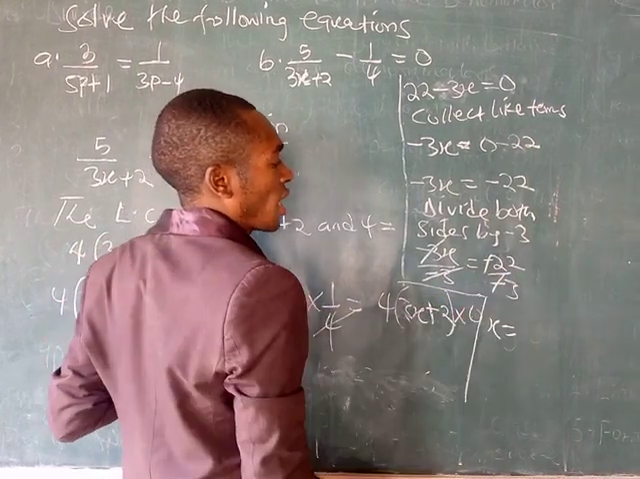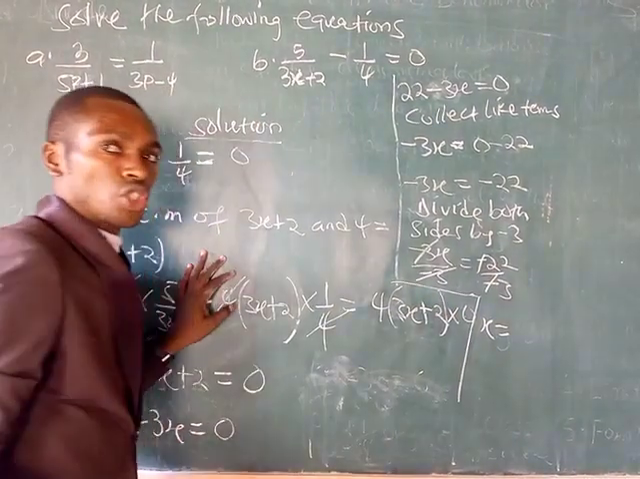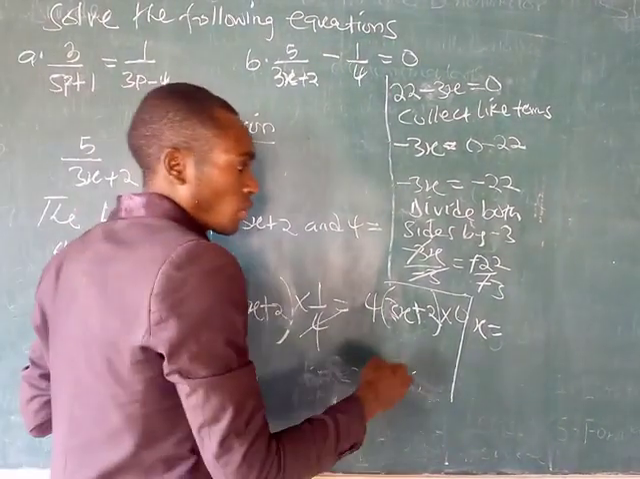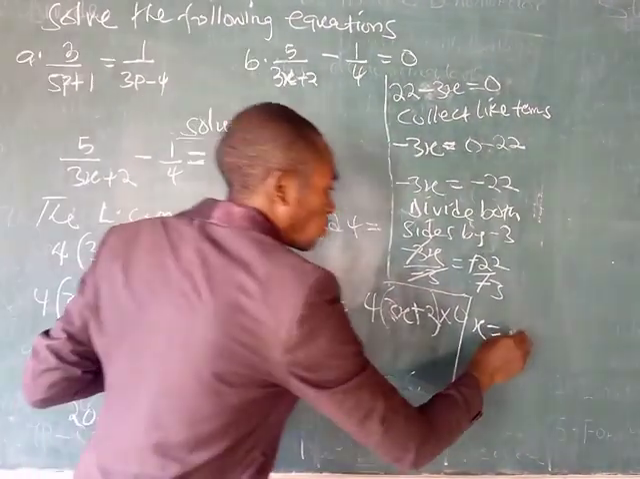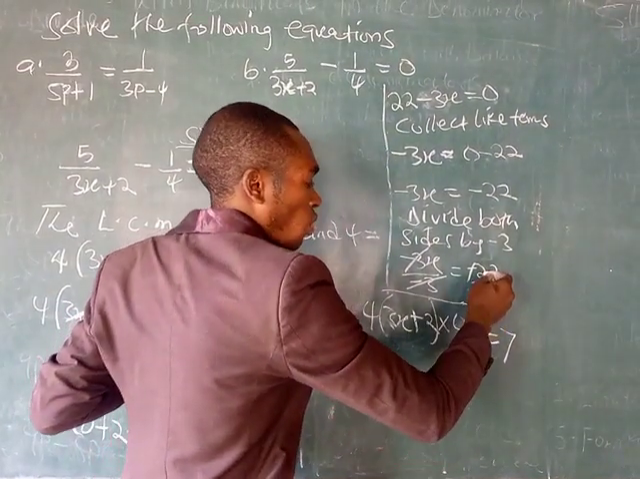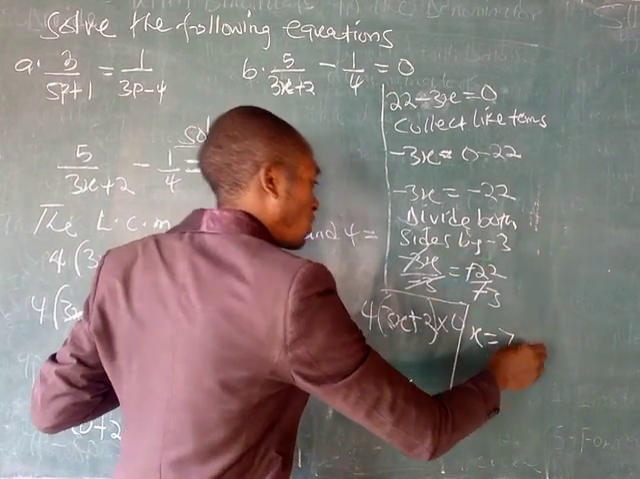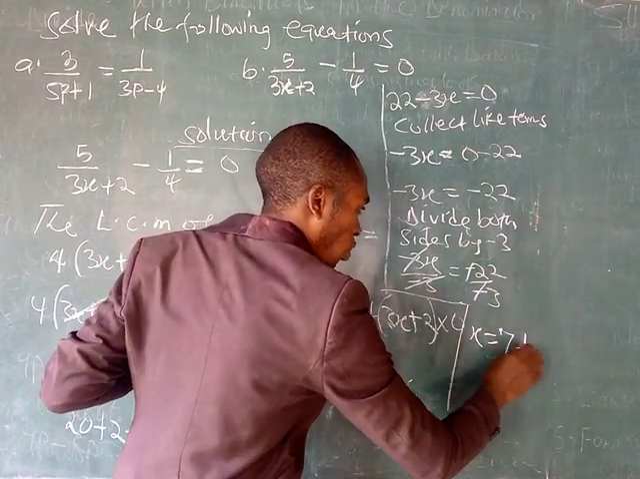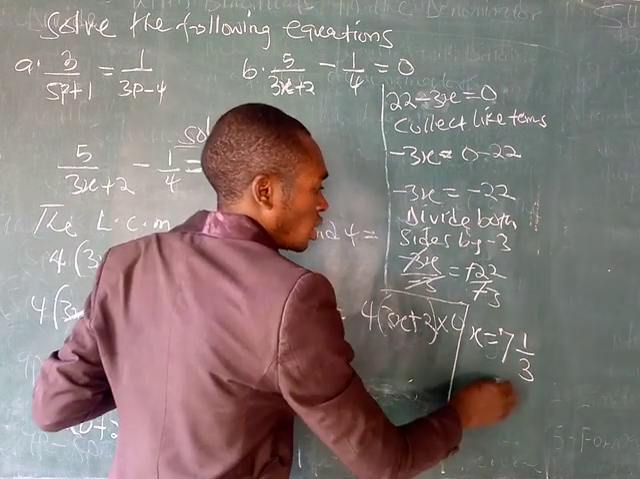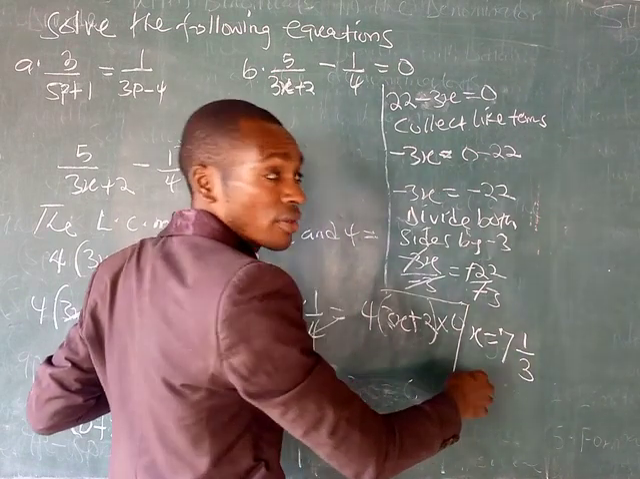How many 3s do we have in 22? You check, you see that we have 7, because 7 times 3 is 21. So 7 is the whole number. What we'll have left, 22 minus 21, is 1. So 1 over 3. So this is our answer to this question.